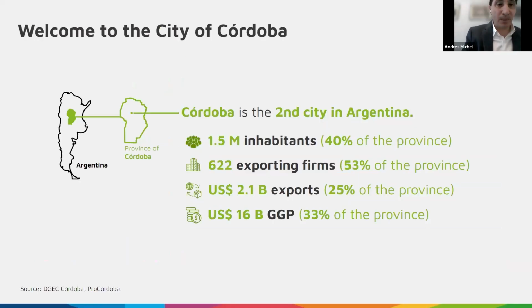Okay, some Córdoba city figures. First of all, Córdoba is the second largest city of Argentina, 1.5 million inhabitants, 40% of the province, more than 600 exporting firms, 53% of the province, $2.1 billion of exports, 25% of the province. The province includes agricultural exports. Finally, $16 billion of GDP, 33% of the province. Next, please.